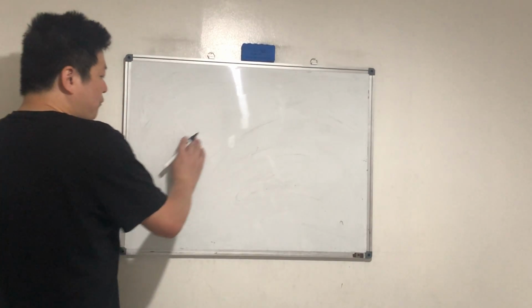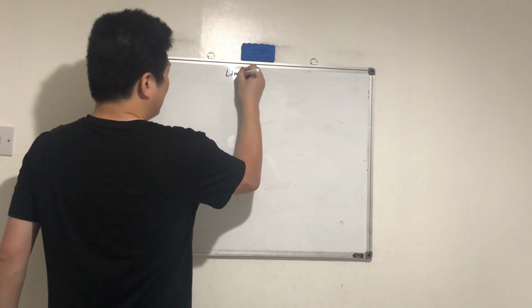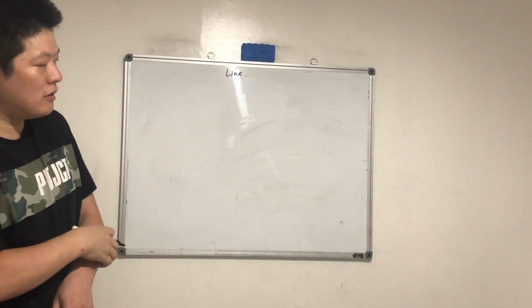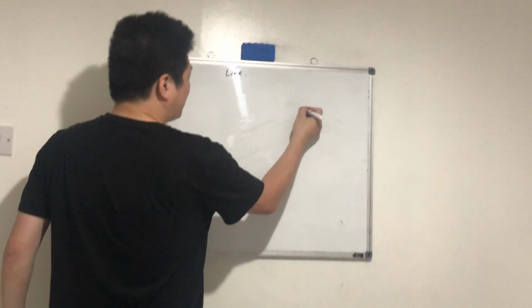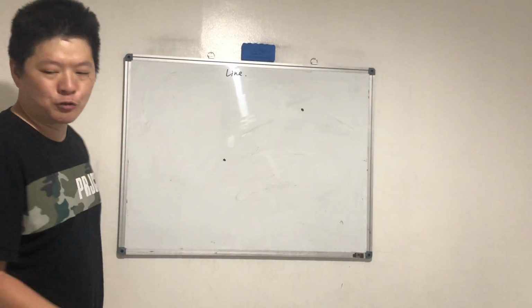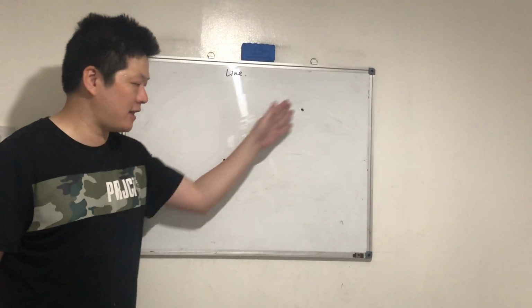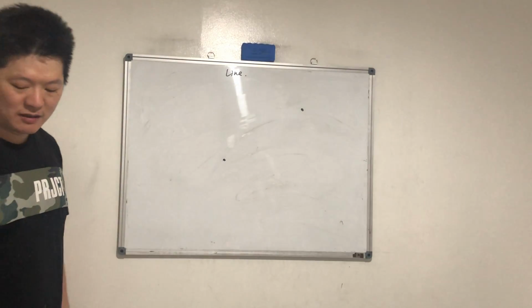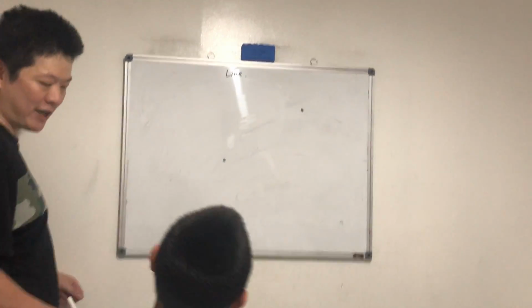Okay. So we're talking about the lines today. Okay, the line. So look, given 2 points on the y space, how many straight lines can you draw across the 2 points? How many? How many straight lines?